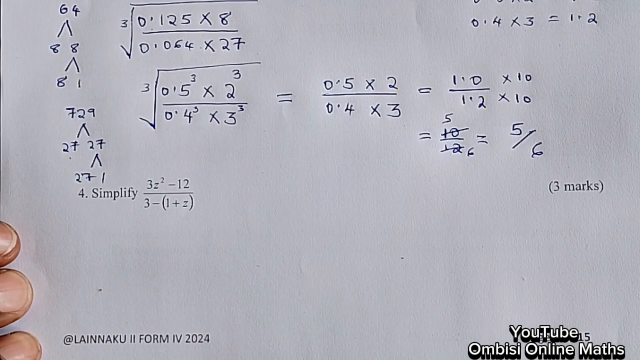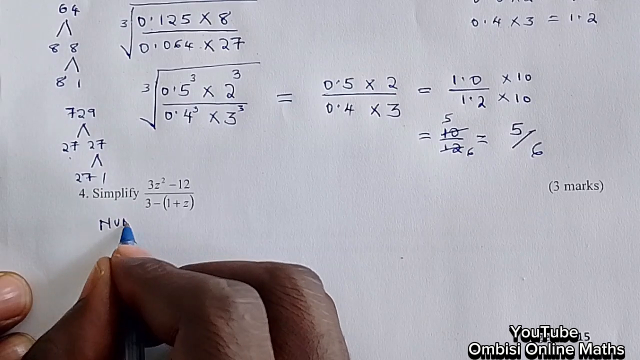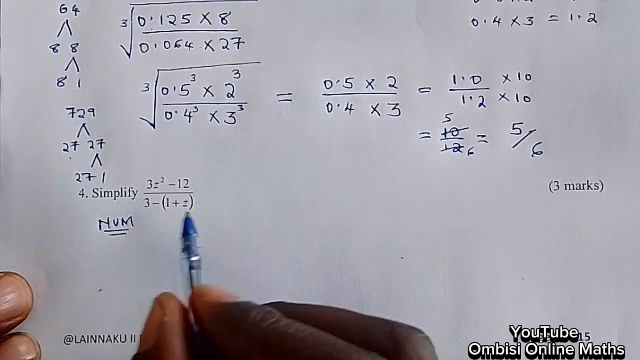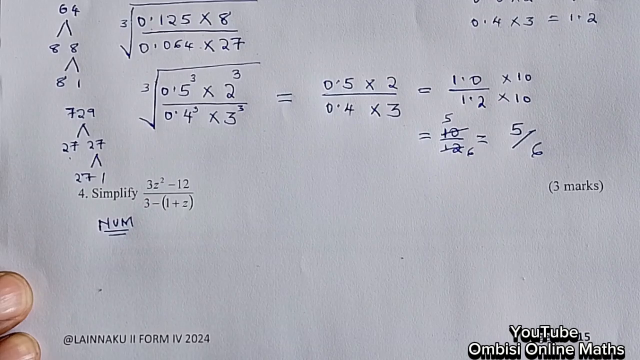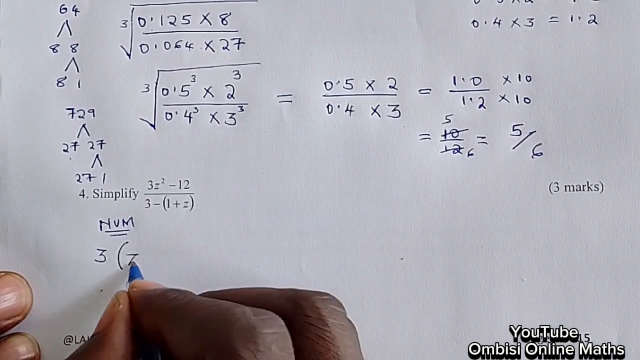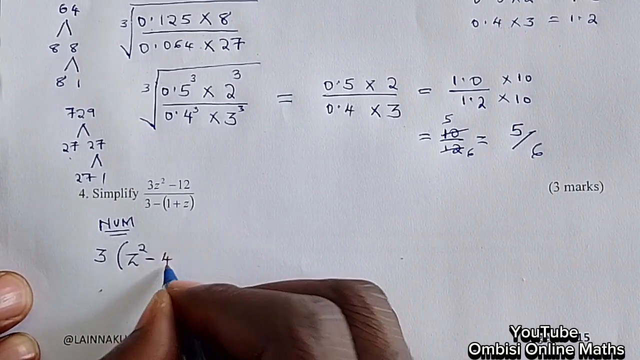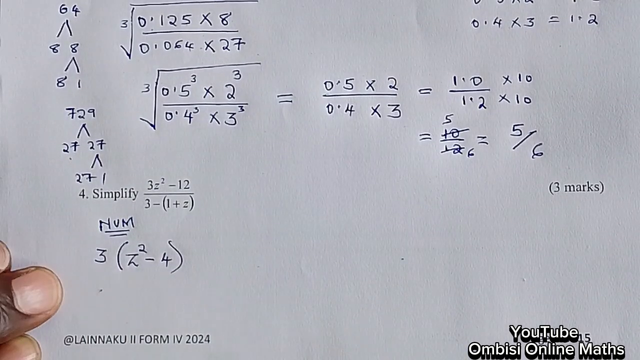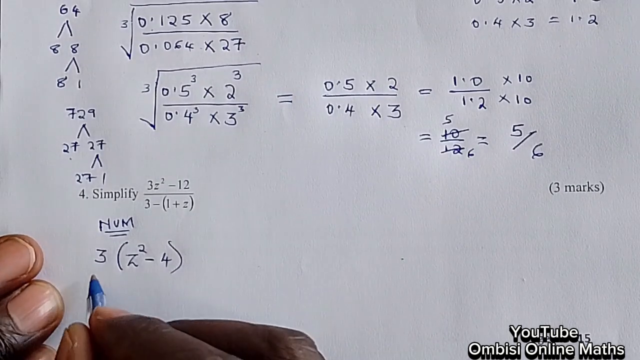So basically, we'll start with the numerator. We simplify the numerator. Now look at the numerator. Between 3 and 12, the common multiple is 3. So in the bracket, we have z squared minus 4. That is the numerator.